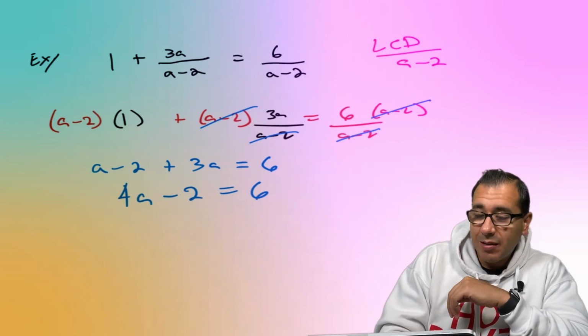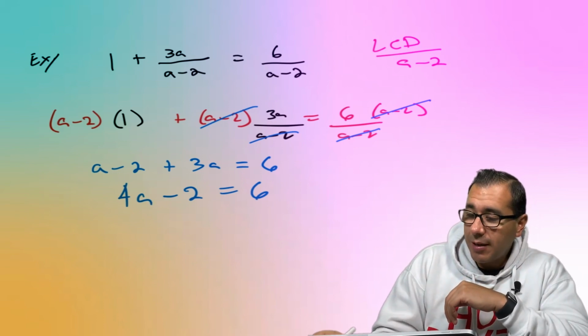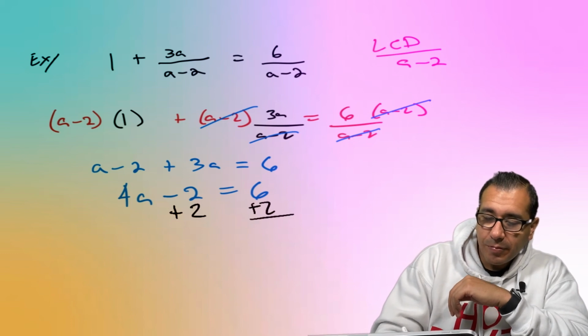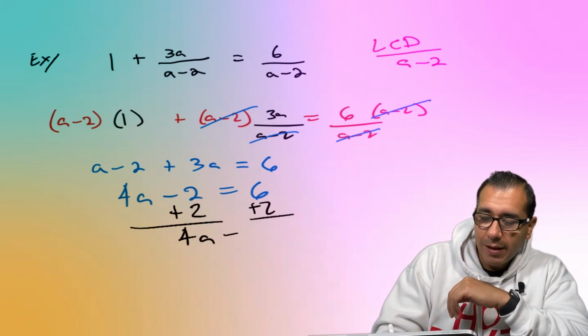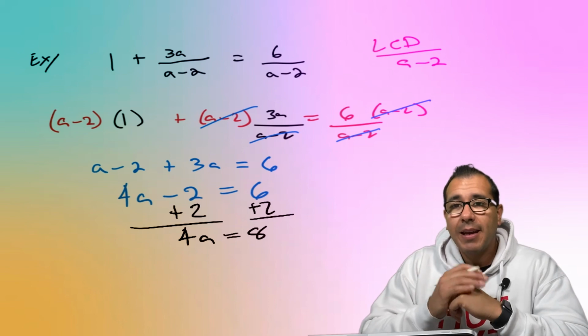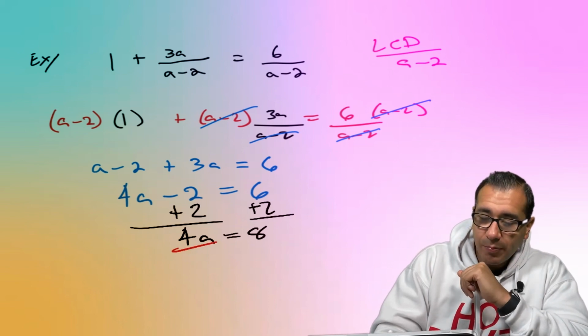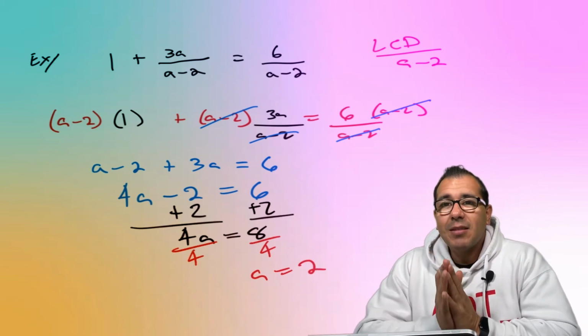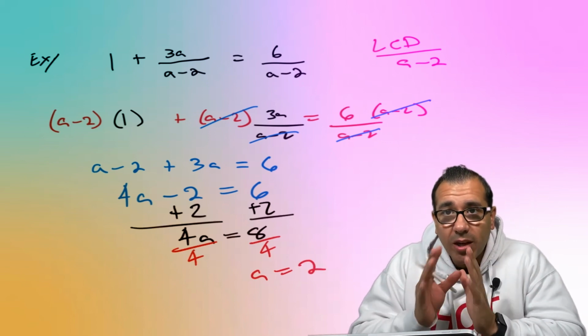Let's solve for a. So we're going to add 2 to both sides. All right, you get a 2 and you get a 2. So you're left with 4a equals 8. And now let's divide both sides by 4. Divide by 4, divide by 4, because we're solving for a. So a equals 2.